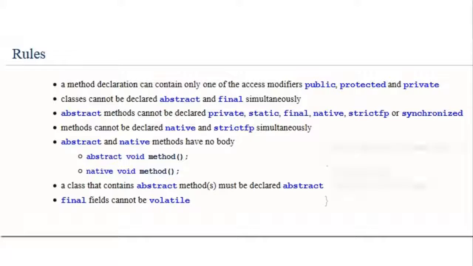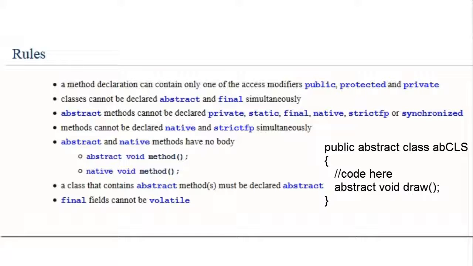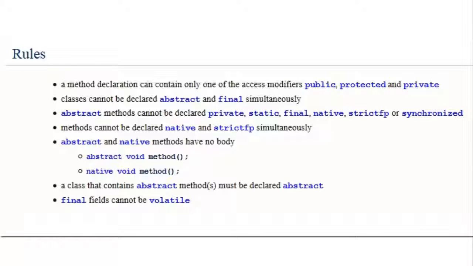A class that contains abstract methods must be declared abstract. So it means if a class contains an abstract method inside it, then the class must be declared as an abstract class. And the last one is that a final field cannot be volatile. We are not going to talk about volatile, so we are going to skip that part.